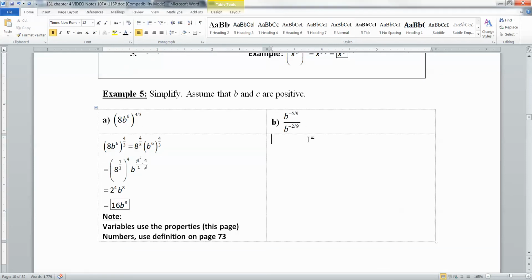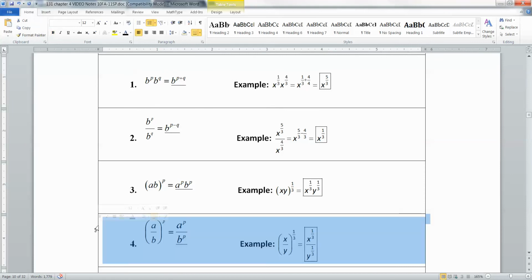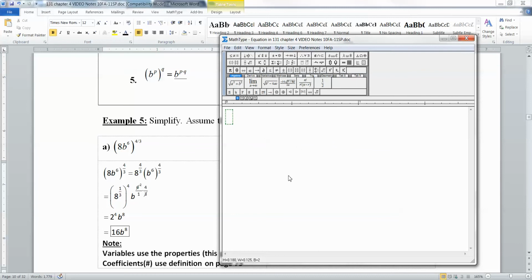All right, let's look at letter B. Ooh, all variables. We likey. No big numbers. I guess by numbers I really mean coefficients. So coefficients, i.e. the raw numbers, those use the definition on page 73. And the variables use these ones. So this is all variables, so that's easier. So you've got a division, so it's going to be either 2 or 4, but since you don't have that external parentheses, it's got to be 2, where you do the subtraction. So you say, okay, I have b to the -5/9.